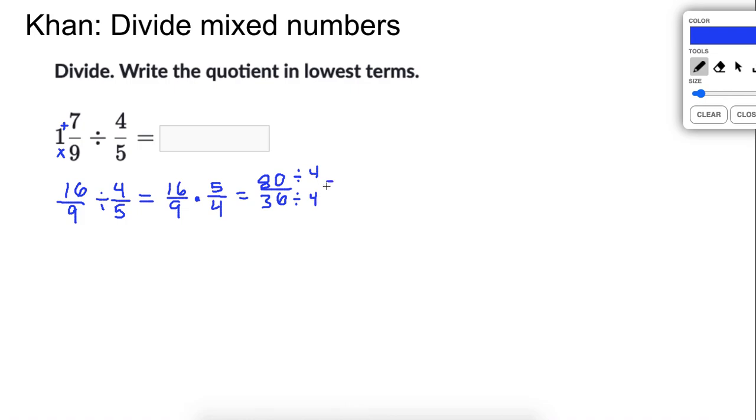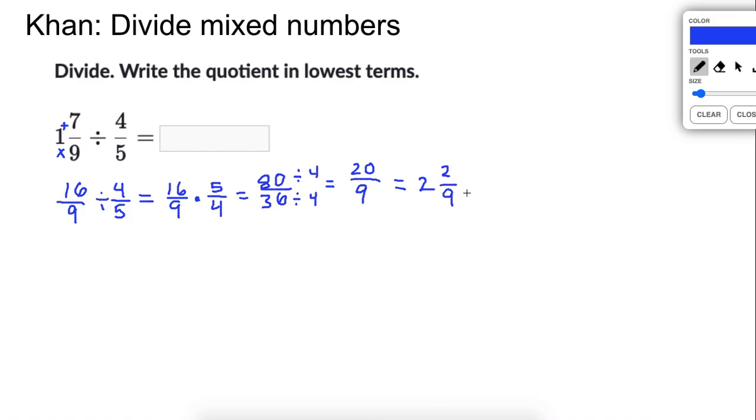So 80 divided by 4 would give us 20. And then 36 divided by 4 would end up giving us 9. Now, you can put it in as an improper fraction in Con as long as it's simplified, or you can go ahead and put that in as a mixed number. 9 will go into 20 2 times, so that'd be 18 and 2 left over. So it would be 2 and 2 ninths.